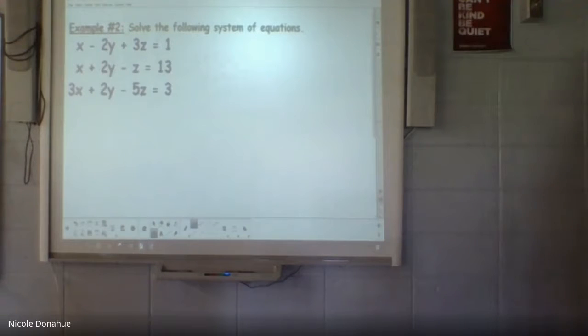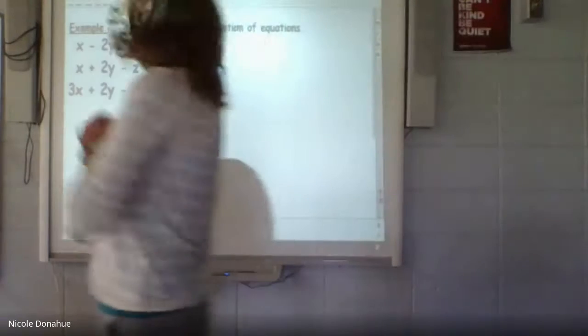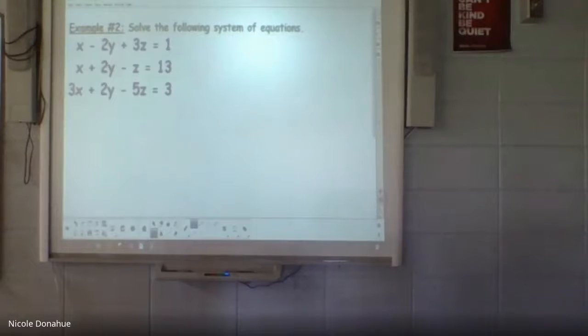So hopefully you guys notice, looking at this equation, is there a variable that looks like it might be easy to get rid of right away? Anyone see it? Y. So the y looks easy to get rid of. Hopefully you guys agree with him on that.